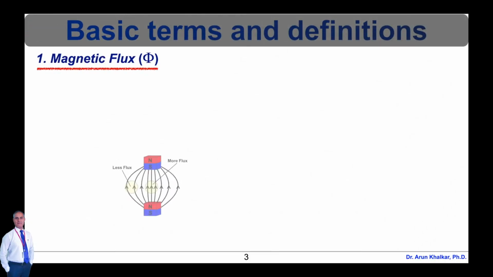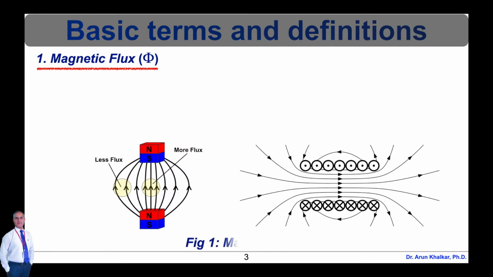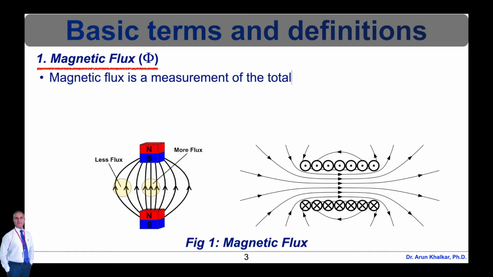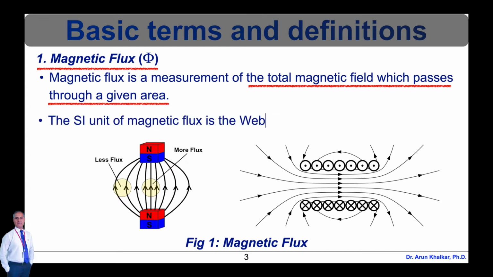Magnetic flux is a measure of the number of magnetic field lines passing through a given point. The more magnetic field lines, the stronger the flux and the interaction with other magnets and ferromagnetic materials. Magnetic flux is a measurement of the total magnetic field which passes through a given area. The lines of induction are collectively called a flux. The SI unit of magnetic flux is Weber.